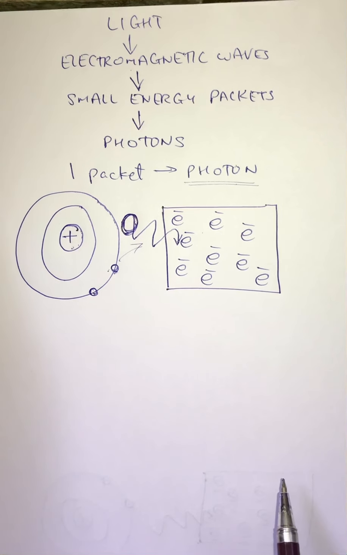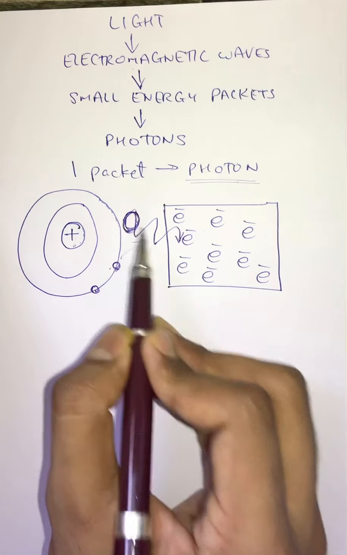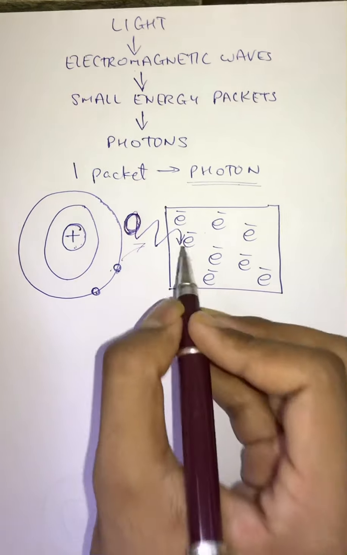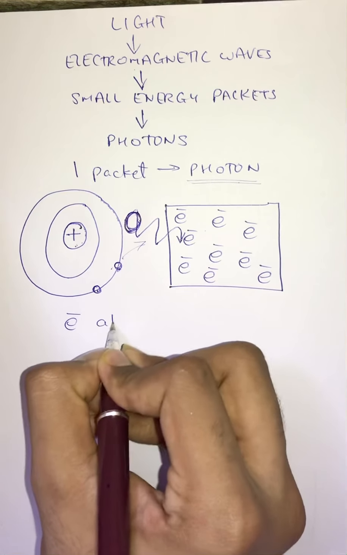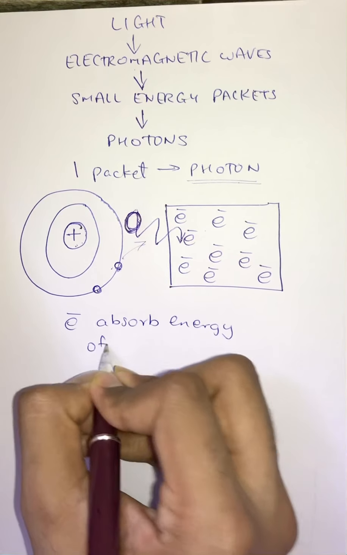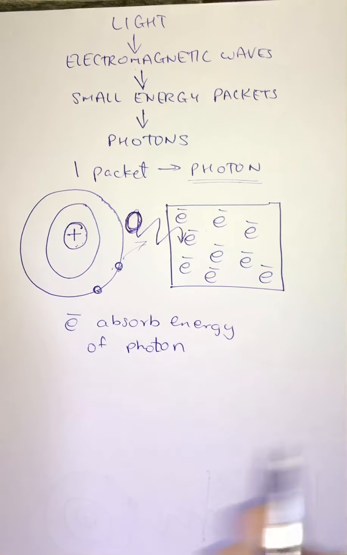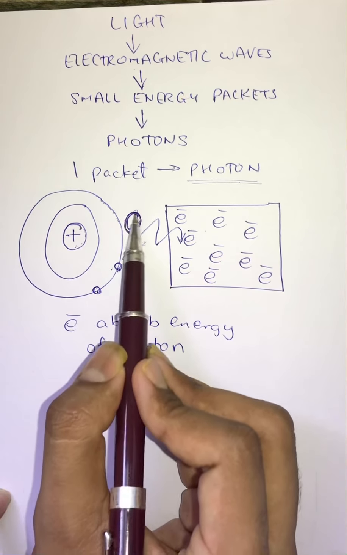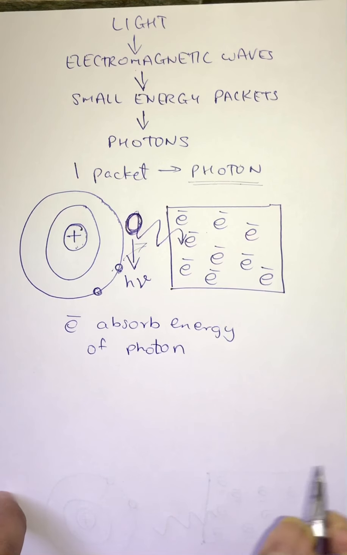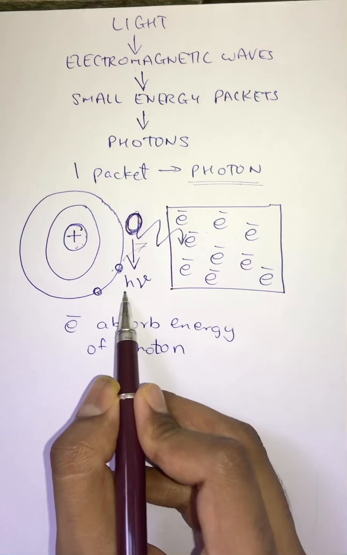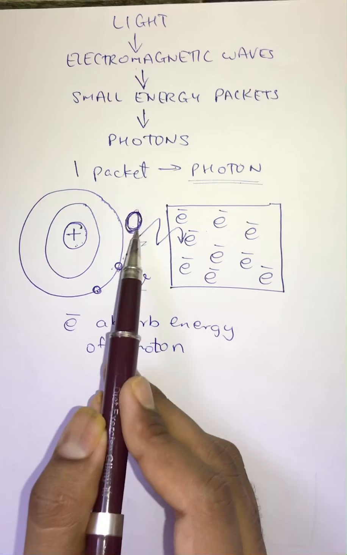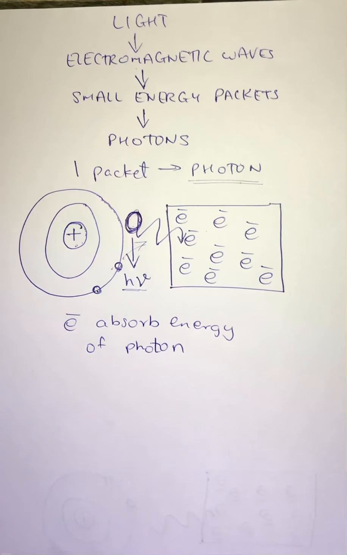Now what happens is that when this photon hits the outermost electron, this electron will absorb the energy of the photon. What is the energy present in this photon? It is h nu. This we have done in the previous video. This is the energy present in one photon. So this photon is going to give away all its energy to this electron.